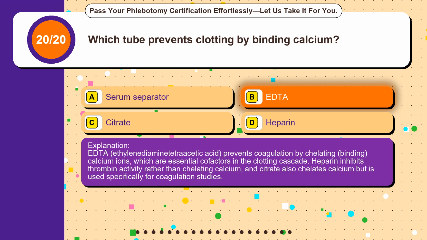EDTA, ethylenediaminetetraacetic acid, prevents coagulation by chelating, binding, calcium ions, which are essential cofactors in the clotting cascade. Heparin inhibits thrombin activity rather than chelating calcium, and citrate also chelates calcium but is used specifically for coagulation studies.